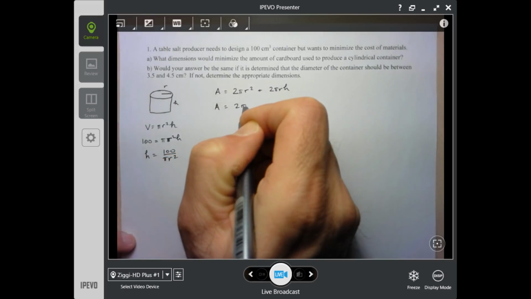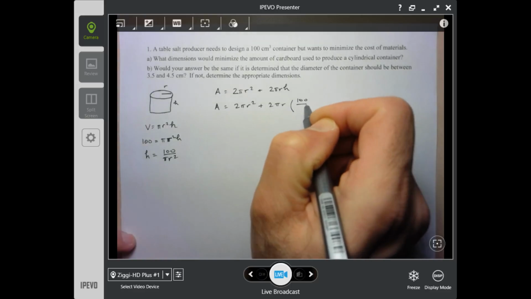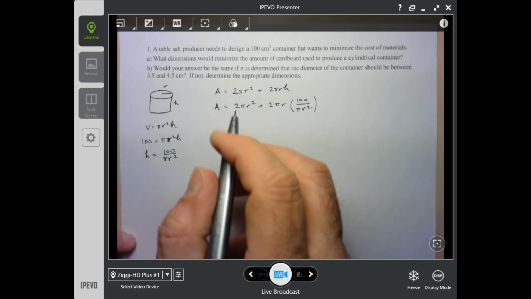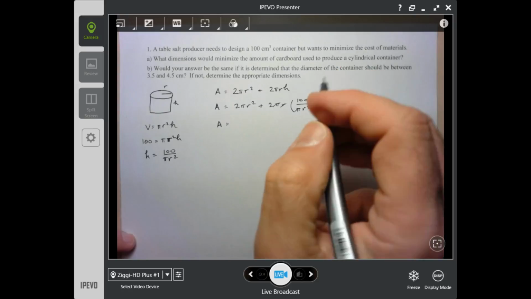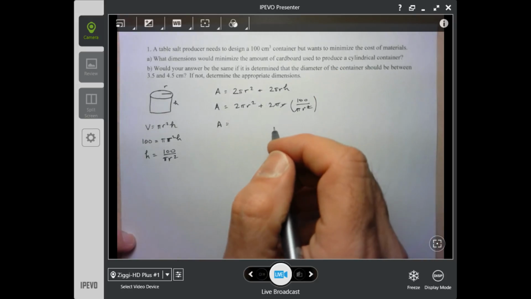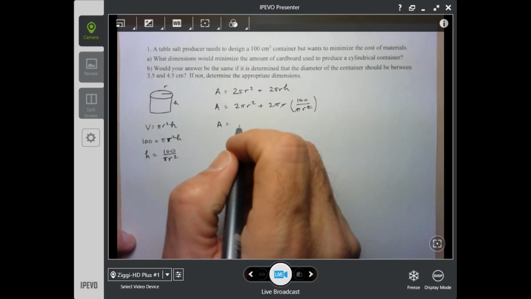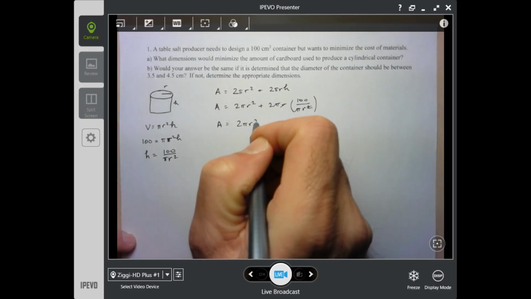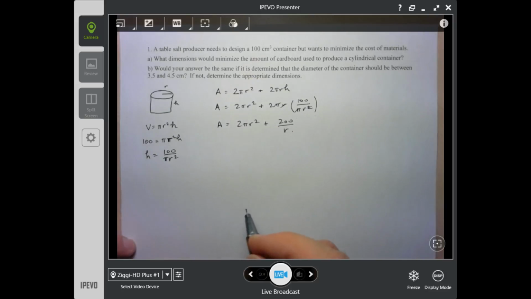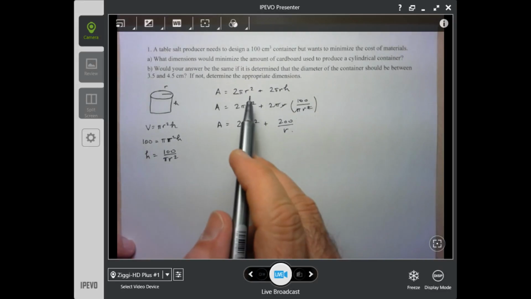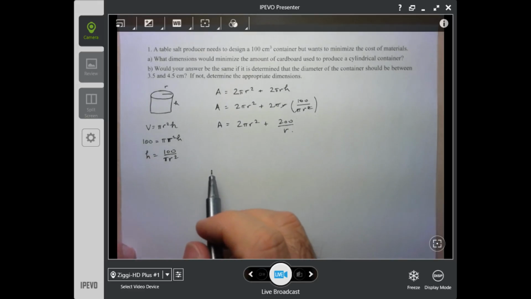So area now is 2 pi r squared plus 2 pi r times h, which I'm now writing as 100 over pi r squared. In fact, let's simplify here, because the pi's reduce and this r in the numerator reduces with one of the r's in the denominator. So what I've managed to do now is write A as a function of only r. So 2 pi r squared plus 2 times 100, so 200 over r. Now, I could have certainly isolated r and written the area in terms of the height. This here just seems easier.